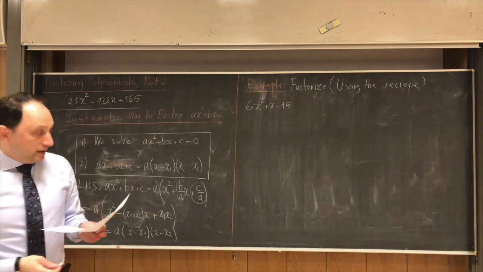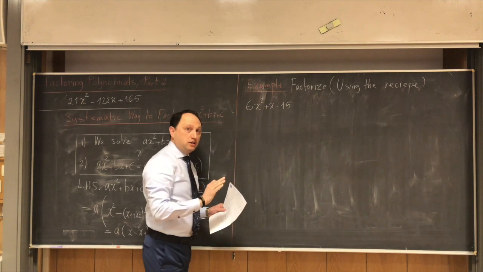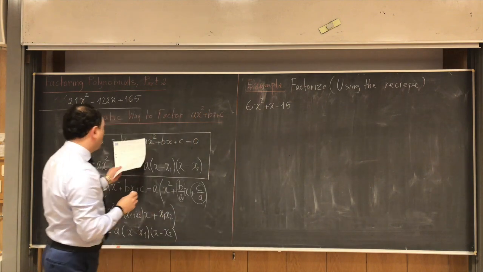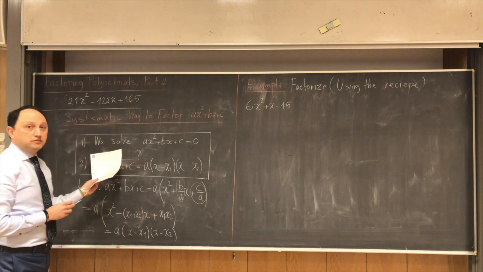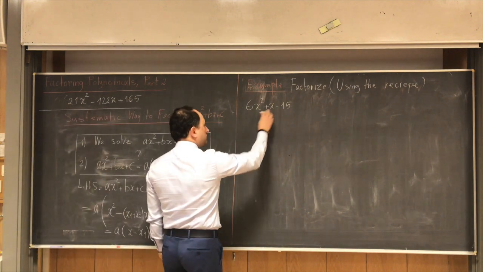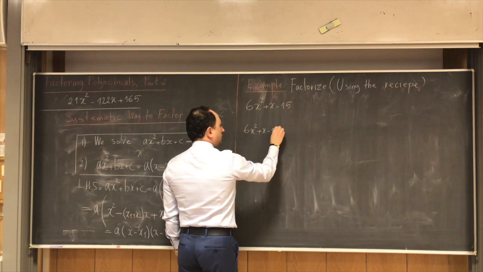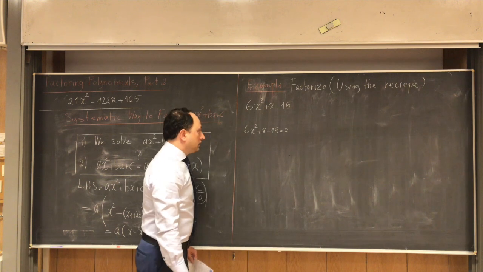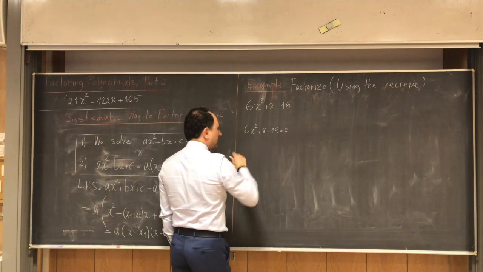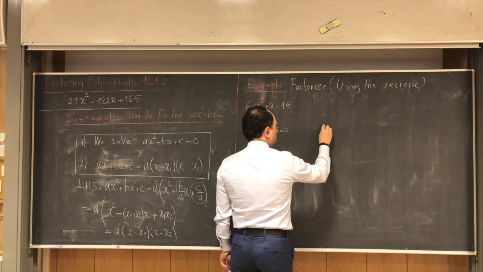Okay, so what should I do? You see, this is not an equation. I want to follow the recipe. The first part of this recipe is to put that equal to 0 and solve it. So let me just do that. I put 6x squared plus x minus 15 equal to 0. If you want, you can calculate delta first. So let me calculate delta.